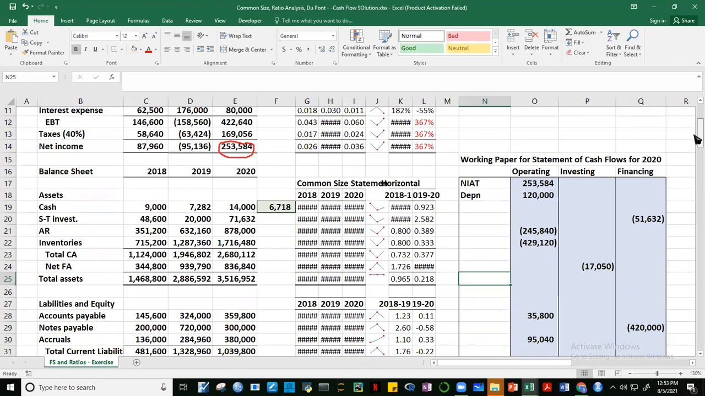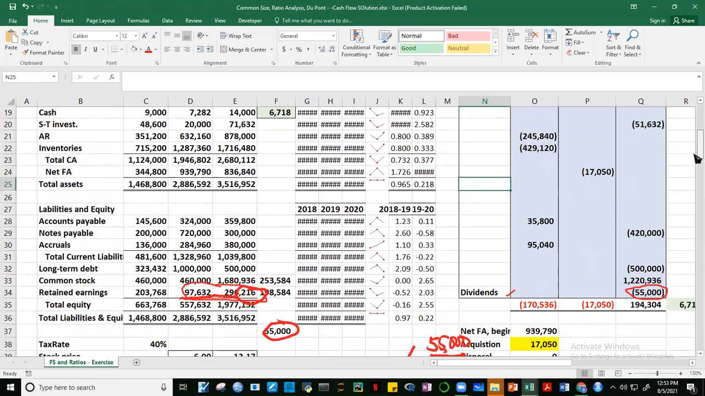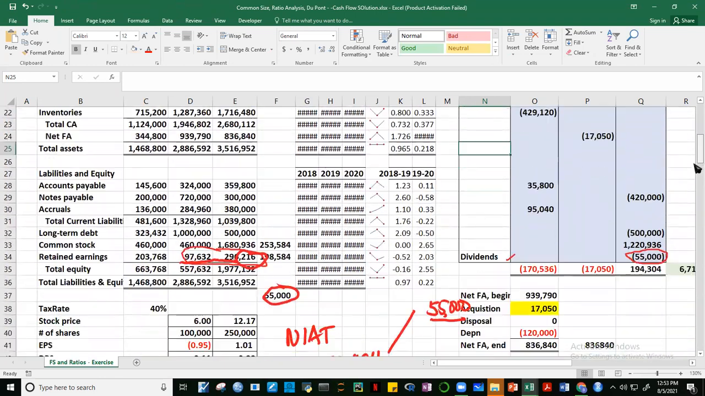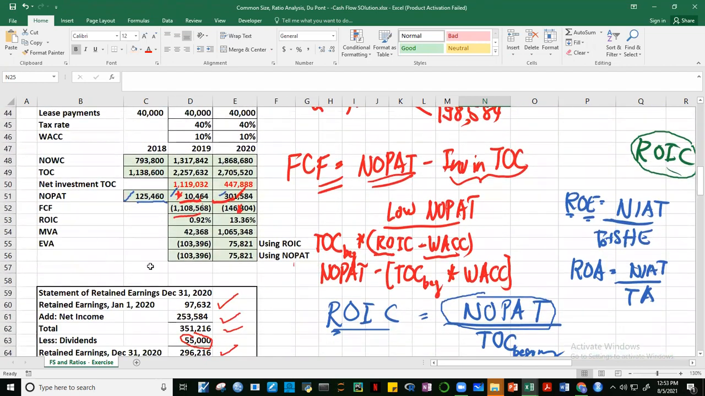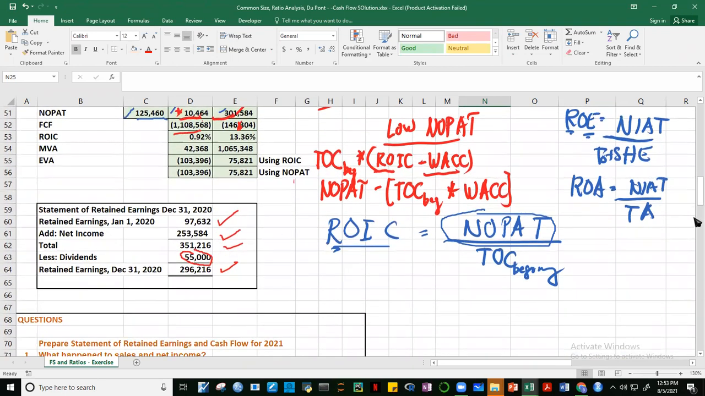Okay, so I'll just present the solution to you guys. If you have any questions, feel free to ask for clarifications. So here is the statement of cash flows. Here are our metrics, I'll also explain this in a while. And then here is the statement of retained earnings.